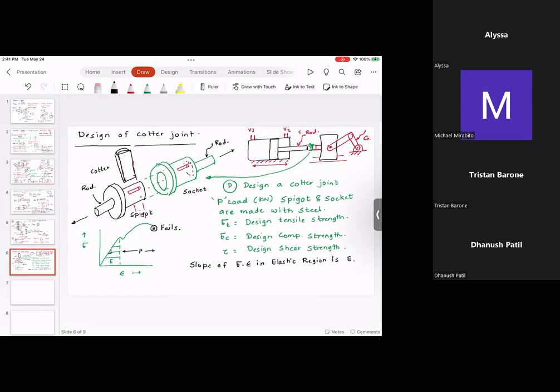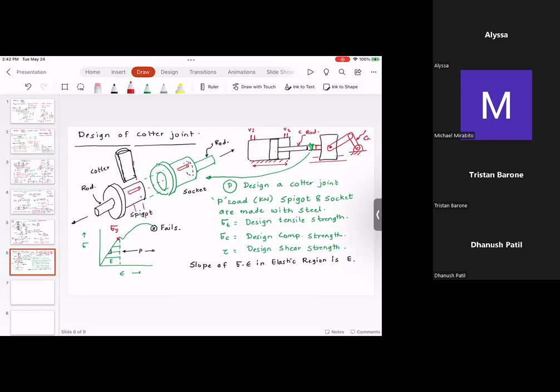Now, as an engineer, we don't want to go inside the plastic region. Whatever happens, our material should not be loaded beyond this point. This is called the yield point. Yield means giving up. Once you cross the yield point, the material yields. Yielding means the material starts expanding, starts giving up.